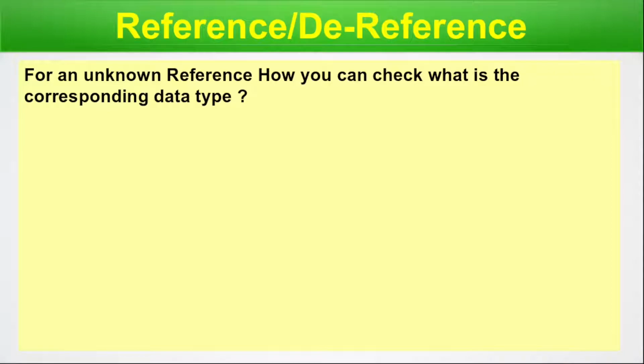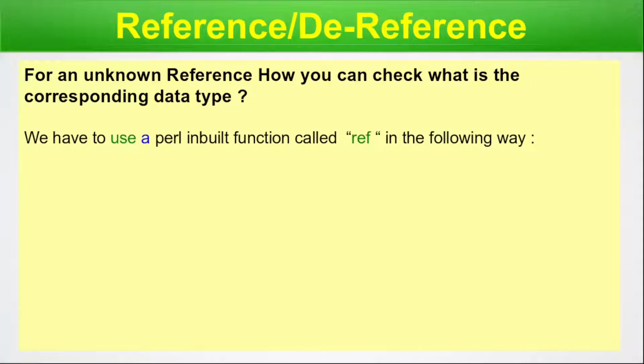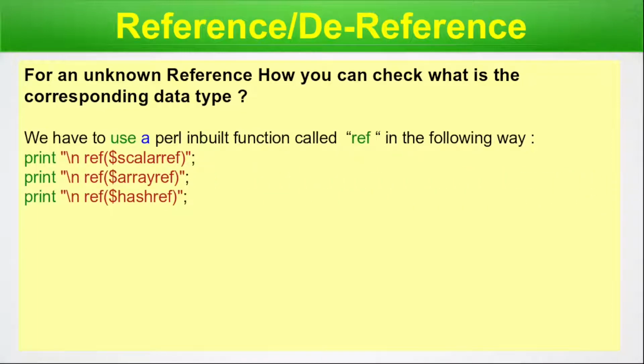In that situation, how do you conclude what type of reference this variable is carrying? Whether it is carrying a scalar reference, an array reference, or a hash reference. I have given two different approaches to the same question. There can be many other approaches, or ways the question is represented to you. The answer is, we use a Perl built-in function called ref in the following way: print ref, then scalar ref, then there could be array ref, hash ref, and code ref.